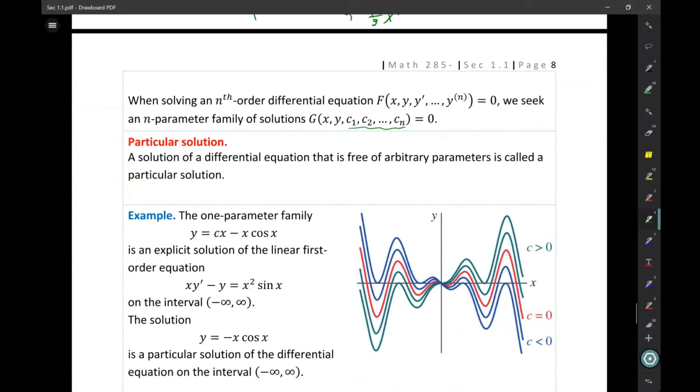Now, what is the meaning of a particular solution? The particular solution is the solution which is free of parameters. I mean, it has no constant c, which means that you will find the values of the constant c.